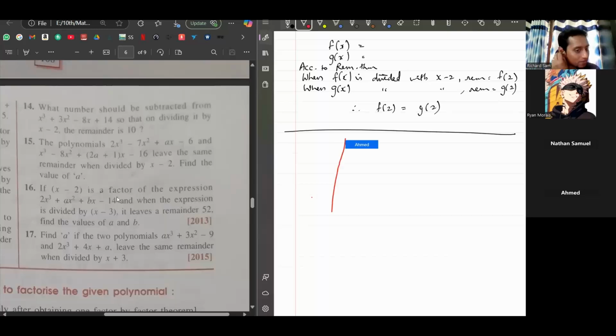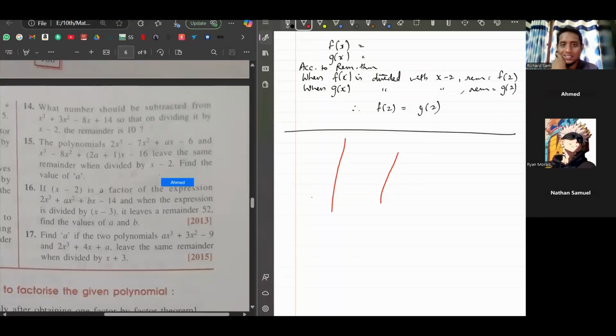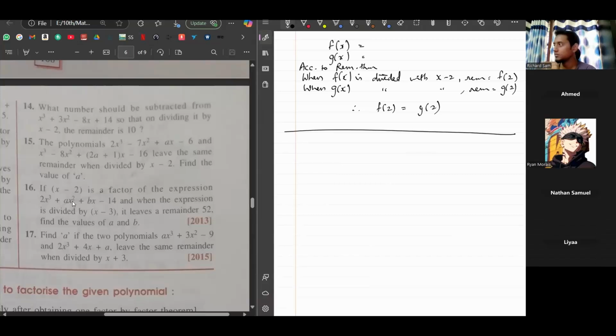If x minus 2 is a factor of the expression, Ahmed, what are you doing? Okay, if x minus 2 is a factor of the expression, that means what? Yes, you're not telling. Huh? I can't hear you, Harsh.